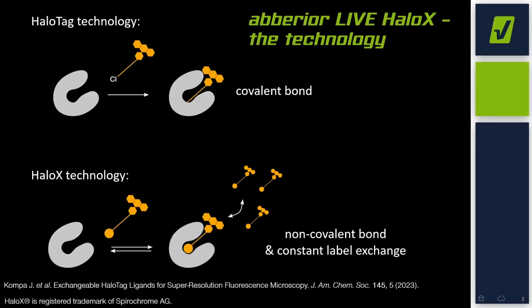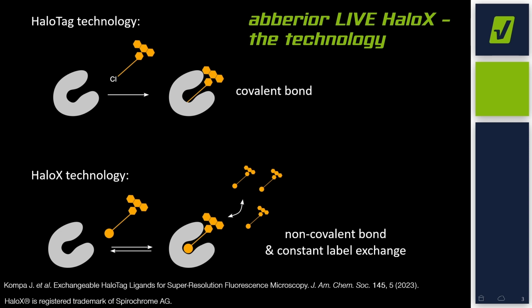So what is the difference between the standard HaloTag ligand and the new abberior live HaloX? In the conventional HaloTag technology, it is based on the expression of the fusion protein of the protein of interest and the HaloTag protein. And in the common approach, there is the formation of a covalent bond between the fluorescent label and the HaloTag protein.